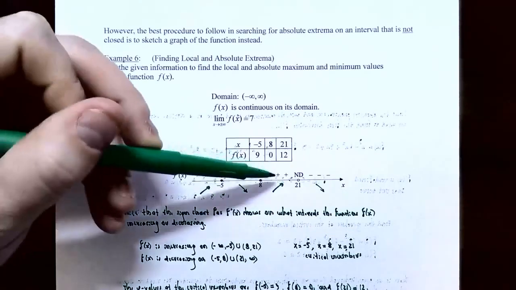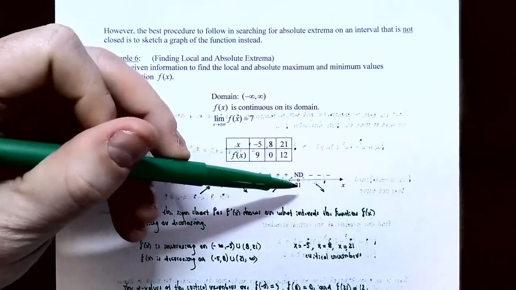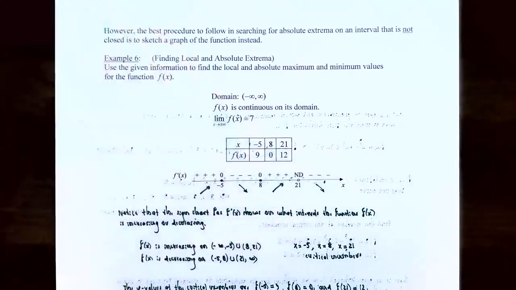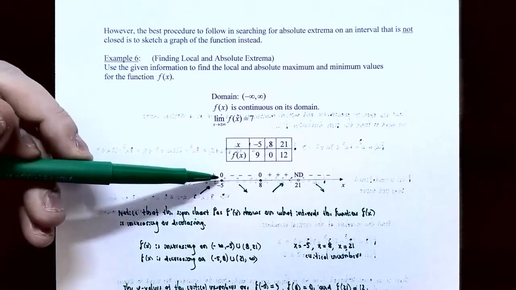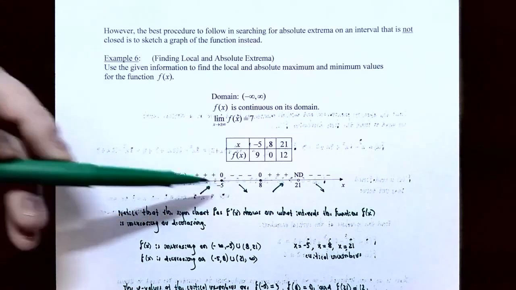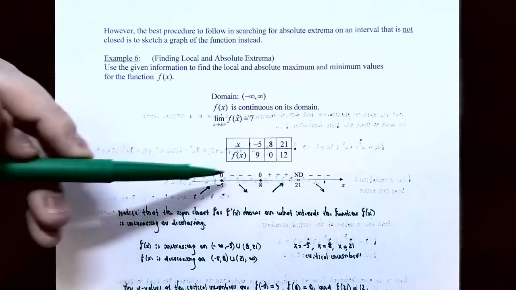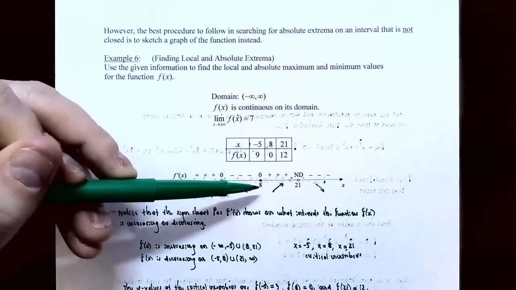The derivative is positive between x equals 8 and x equals 21. And the derivative is negative again when x values are greater than 21. Also notice on the sign chart that f prime of x is 0 at x equals negative 5, and f prime of x is 0 at x equals 8, so that means the slope of the tangent line is 0 at x equals negative 5 and x equals 8.